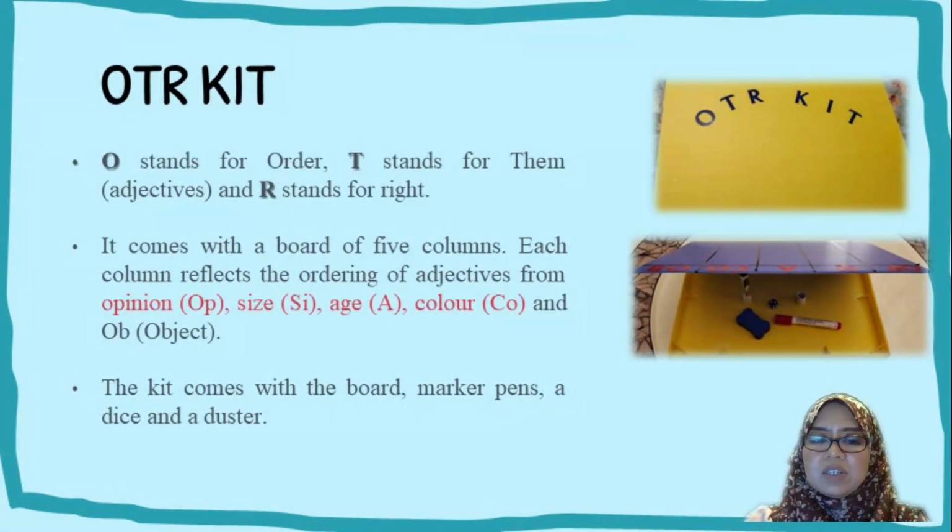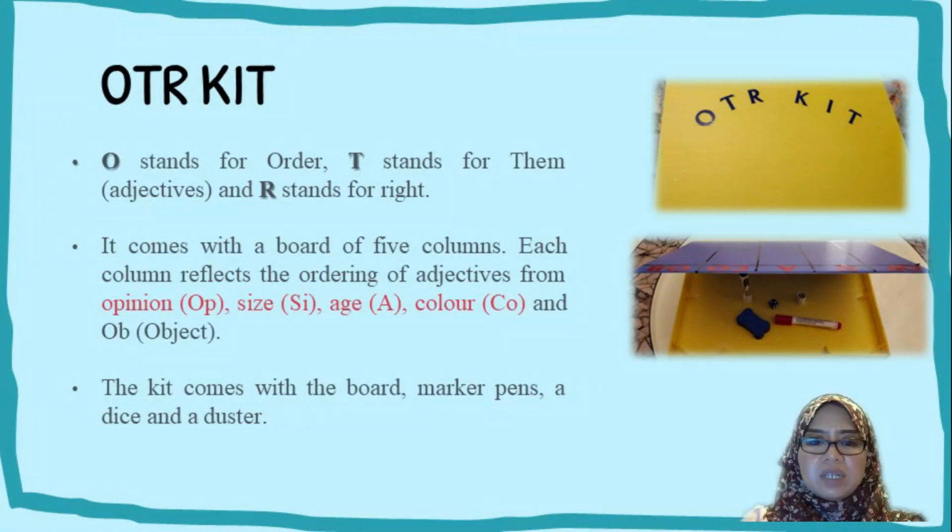Okay, now let us take a look at what is OTR Kit. OTR Kit is a tool in helping students to describe photos by using adjectives in the correct order during their speaking activities. The letter O stands for order, T for them, and R for right.